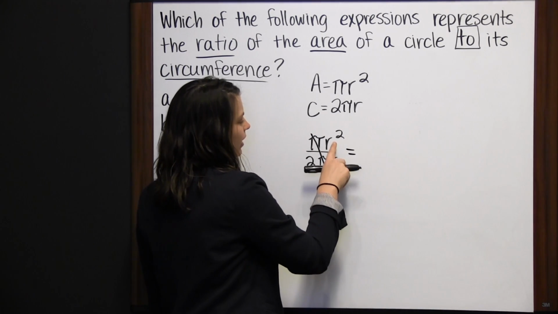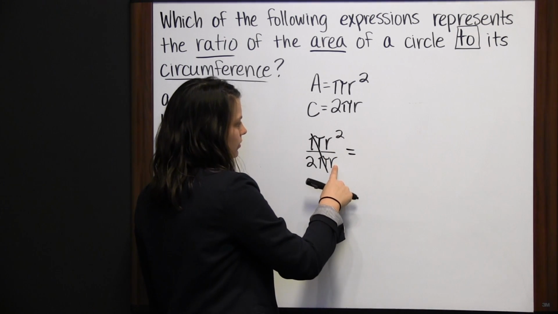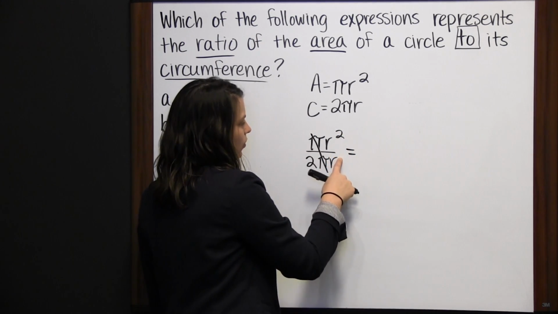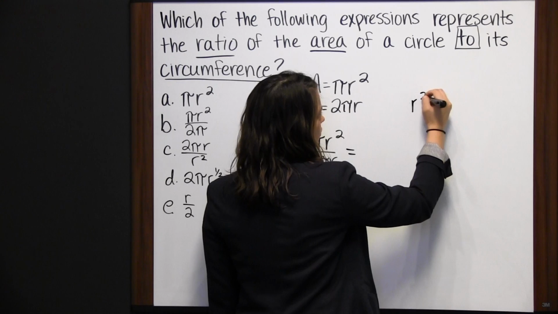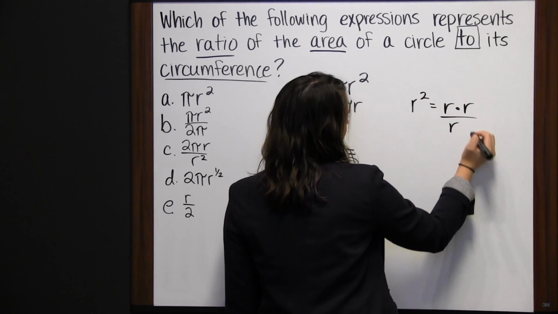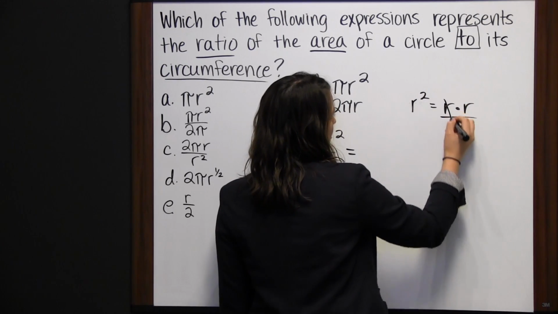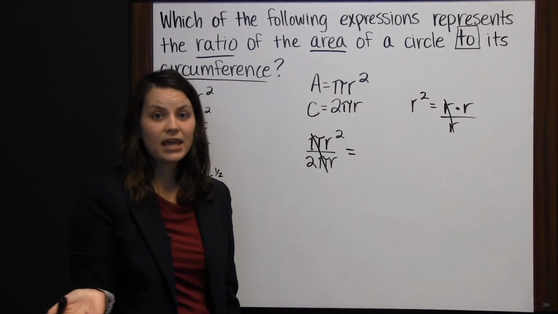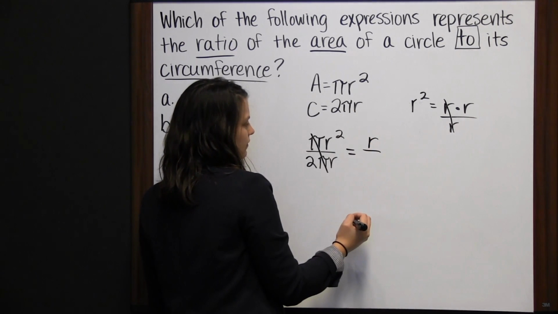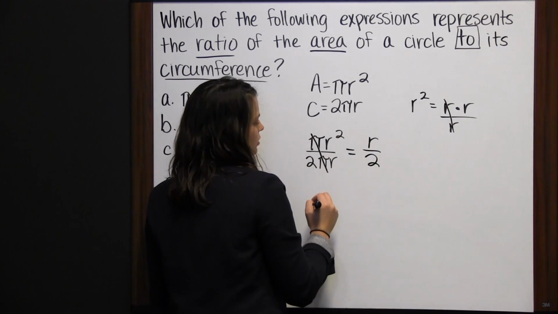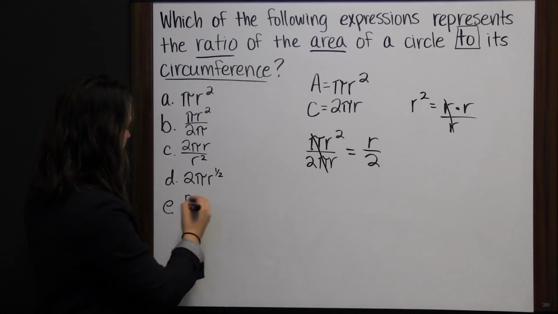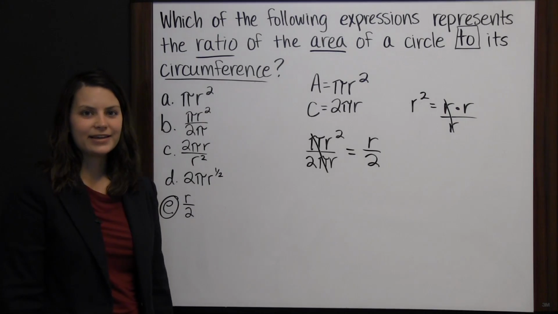And then I can simplify r squared divided by r. When you divide, you subtract the exponents. Or another way to think about it is r squared is r times r, and I'm dividing that by r. So again, you have something divided by itself is 1, or it cancels. So I'm left with just r in the numerator divided by 2 in the denominator, since those r's canceled. So we just have r divided by 2, which is answer E.